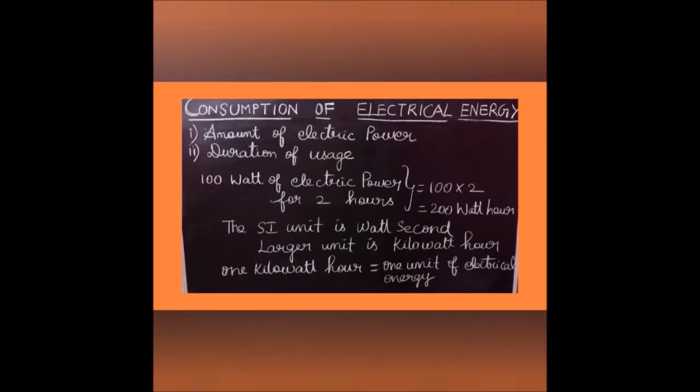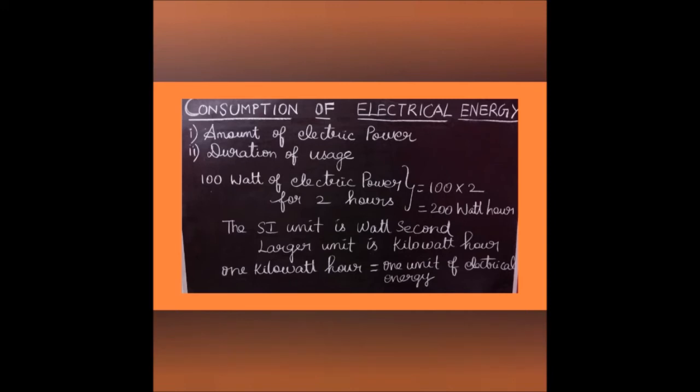Electricity is consumed both in houses and industries. Consumption of electricity is based on two factors: amount of electric power and duration of usage. Electrical energy consumed is taken as the product of electric power and time of usage. For example, if 100 watt of electric power is consumed for 2 hours, then the energy consumed is 100 into 2 equal to 200 watt hour. Consumption of electrical energy is measured and expressed in watt hour, though its SI unit is watt second.